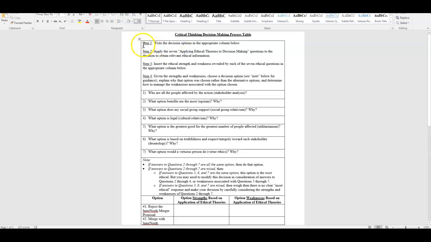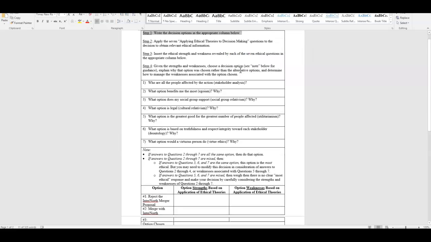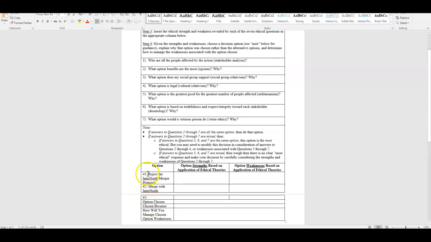Step 1, write the decision options in the appropriate column below. So remember, in the blank version, everything is blank. But I'm kind of cheating a little bit here because I filled this in already. You have 2 options in this case. Option 1, reject the Internorth merger proposal, if you were Ken Lay, CEO of Houston Natural Gas. Or, second option, merge with Internorth.